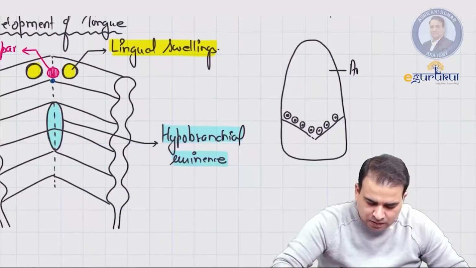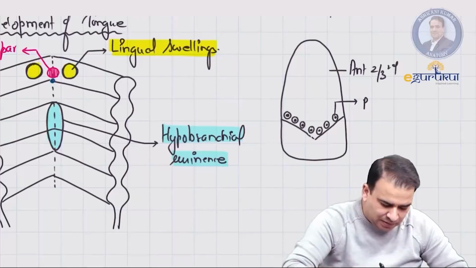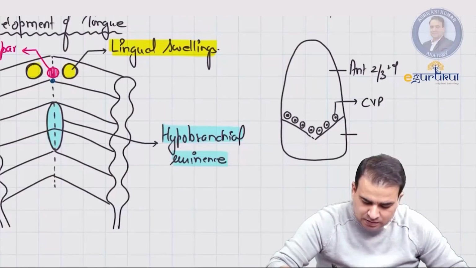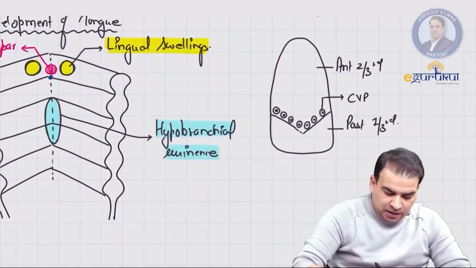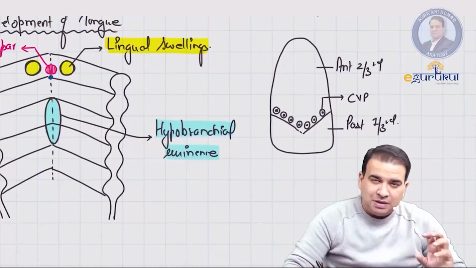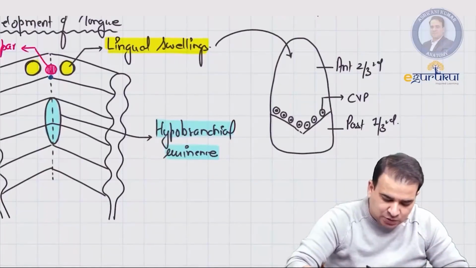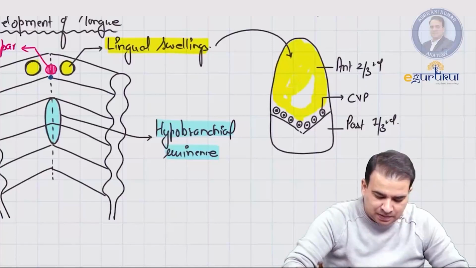So this is the anterior 2/3 of the tongue. Here we have the circumvallate papillae, and this is the posterior 1/3 of the tongue. Lingual swellings, which are a mesodermal swelling in the first pharyngeal arch. Now these lingual swellings will give rise to the anterior 2/3 of the tongue, but except circumvallate papillae. Look at that.